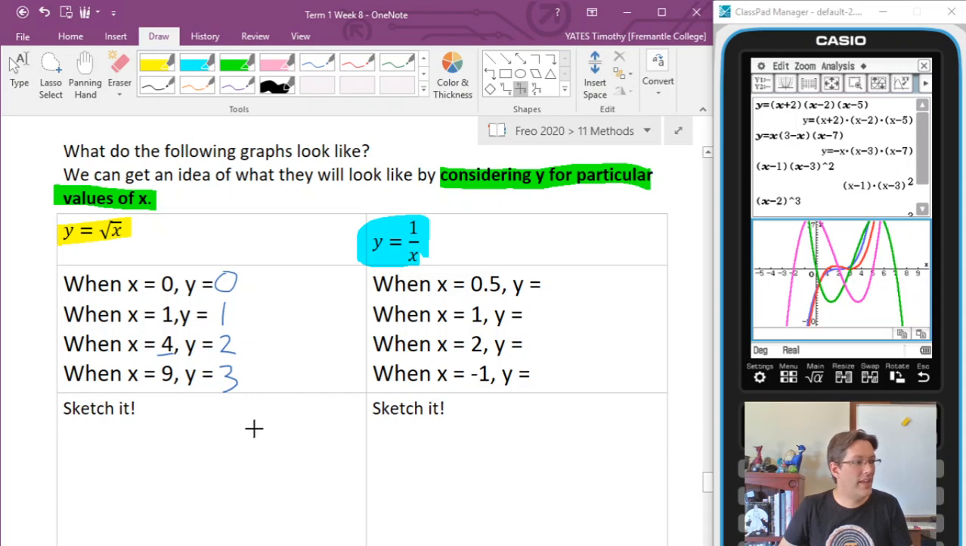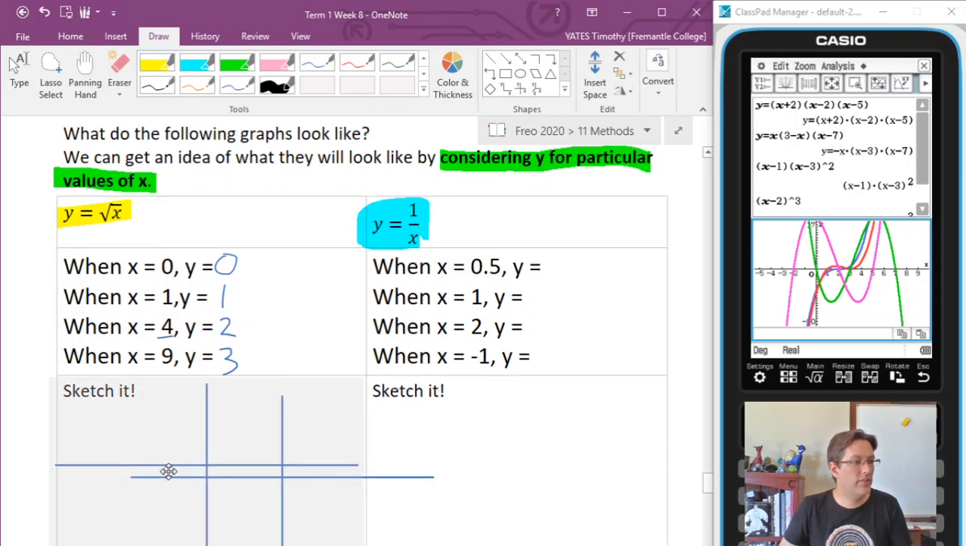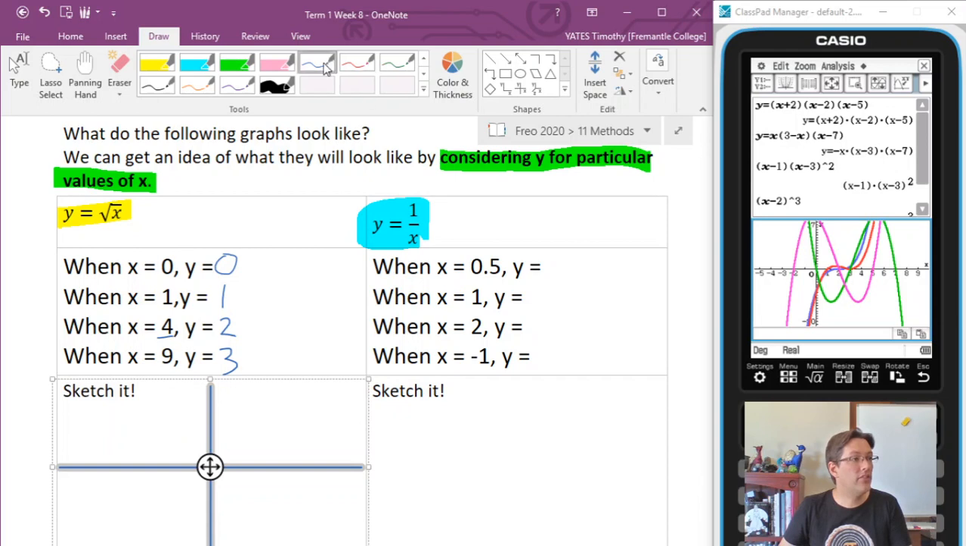So I can just sketch that, and it's really good to practice doing your sketches. So in this sketch, I've got 0, 0 sort of pass through there. I've got 1, 1. I've got 4, 2. And I've got 9, 3.